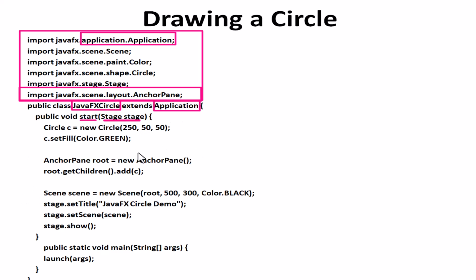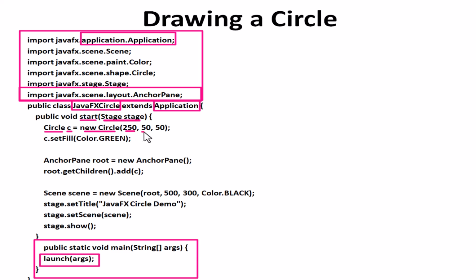Within this program, you have written public static void main. Initially the program starts from main. Whenever it finds the launch arguments, it will start from the method called start, and till the end of the program it will be running. Here we have created a circle object C equal to new Circle, whose coordinates are 250, 50 and 50. Next we are going to fill the circle object. C is a circle object, set fill color is green. So the circle will be filled in the green color.